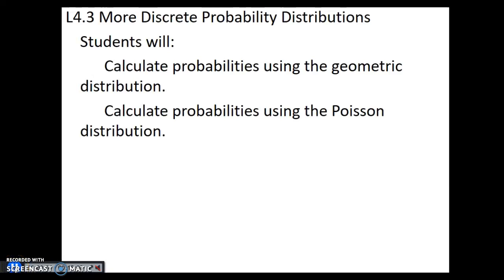Hey guys, this is the notes for lesson 4.3. We're going to talk about different discrete probability distributions, specifically one called the geometric distribution, and then one named after a French guy, the Poisson distribution. Most of you will call it the Poisson distribution, but whatever.